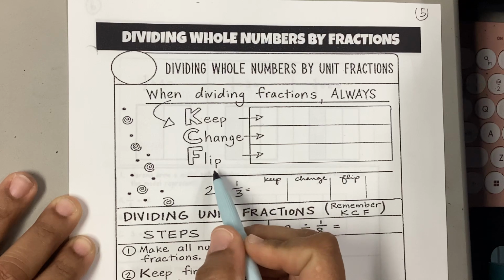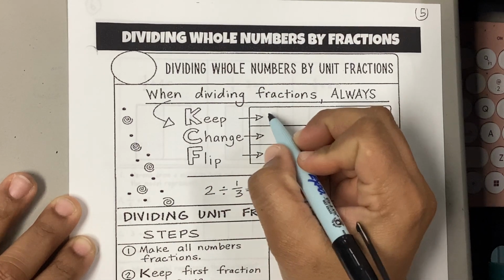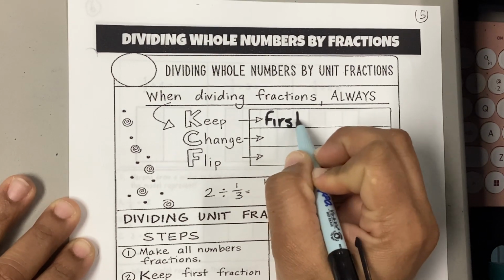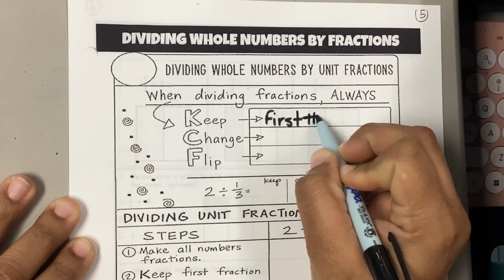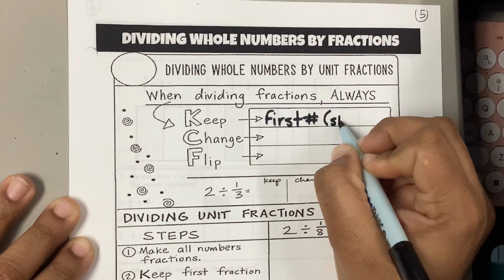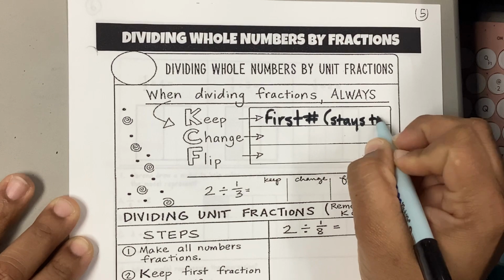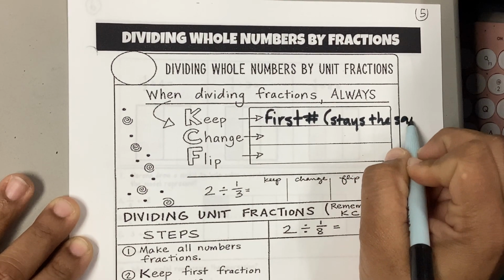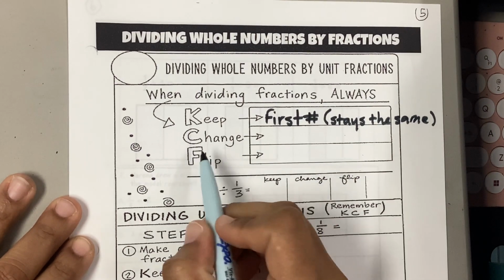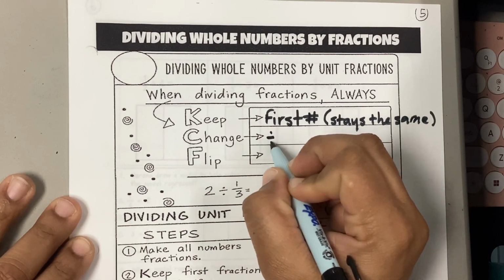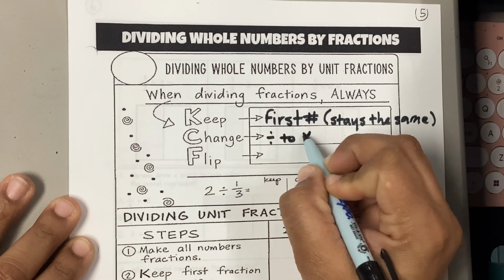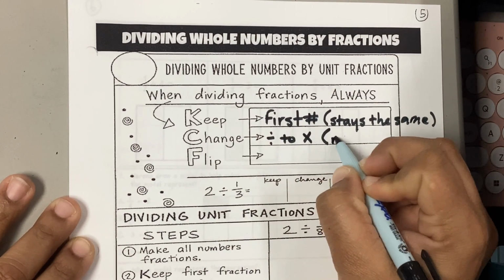Keep, change, flip. First, you're going to keep the first number. So that means this is going to stay the same. Second, we're going to change the sign from divide to multiply. We're going to multiply.